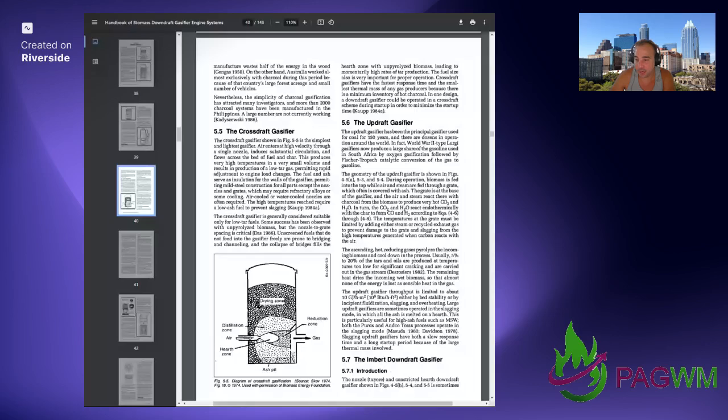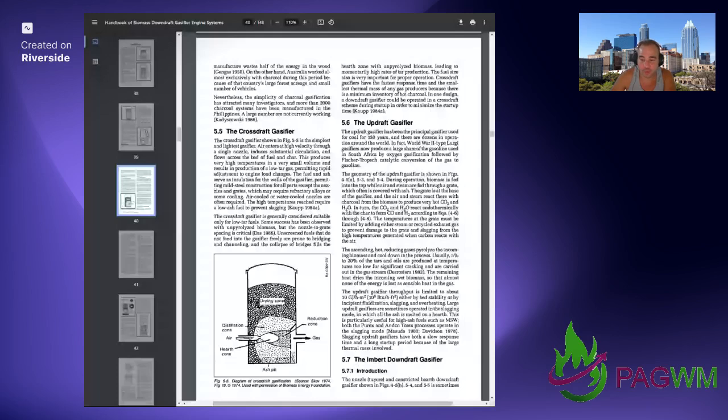The ascending, hot, reducing gases pyrolyze all the incoming biomass and cool down in the process. Usually, 5 to 20% of the tars and oils are produced at temperatures too low for significant cracking and are carried out in the gas stream. The remaining heat dries the incoming wet biomass so that almost none of the energy is lost as sensible heat in the gas. The updraft gasifier throughput is limited to about 10 gigajoules, either by bed stability or by incipient fluidization, slagging, and overheating.